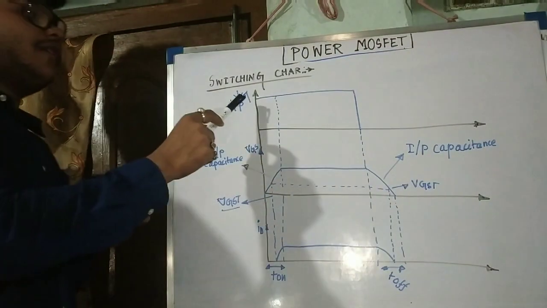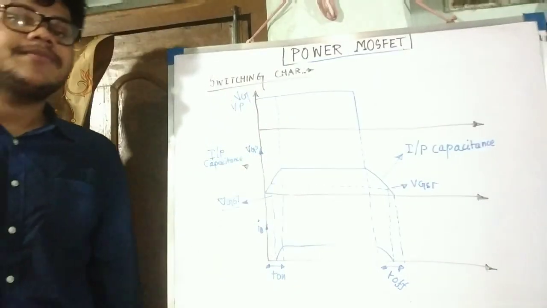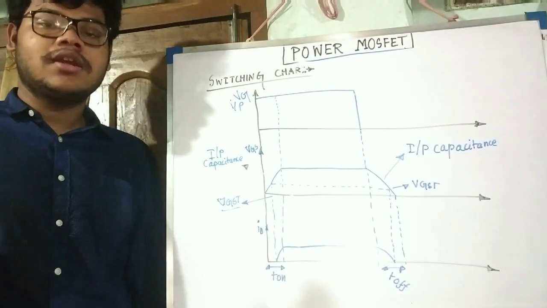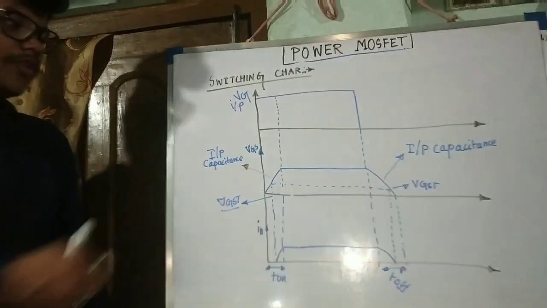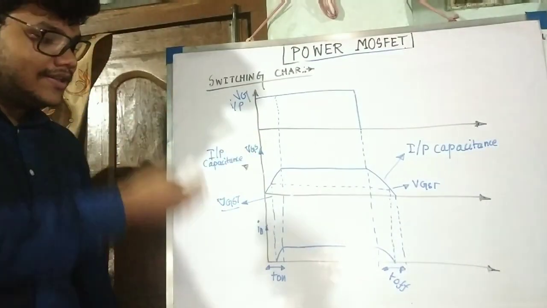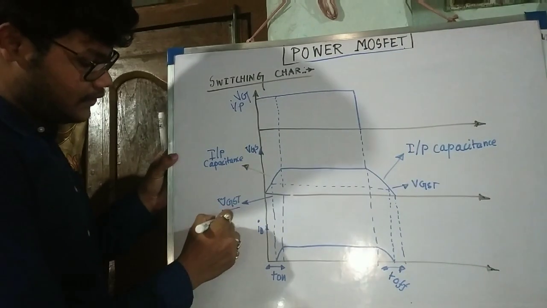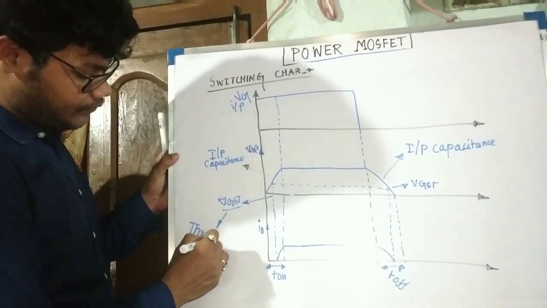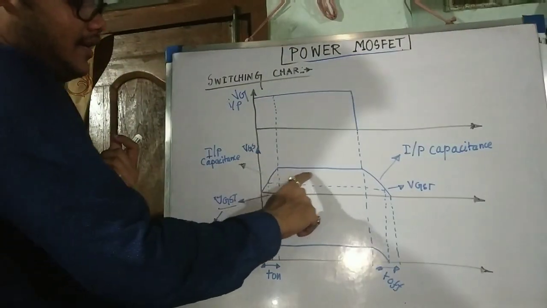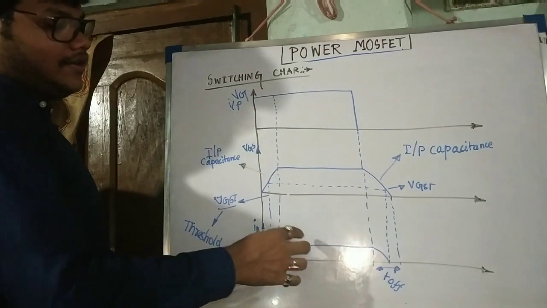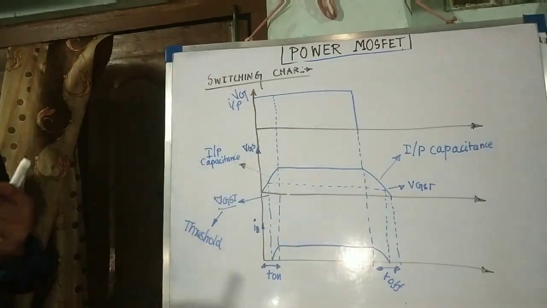Let me explain again. If we apply some gate voltage, the gate to source voltage does not rise instantaneously because of the input capacitance effect. As we know, the capacitance opposes the sudden change in voltage, so it takes some time to rise. Then after crossing the threshold voltage, the voltage rises to a certain extent, and then your drain current starts increasing. Now suppose you remove your gate voltage, then what happens?